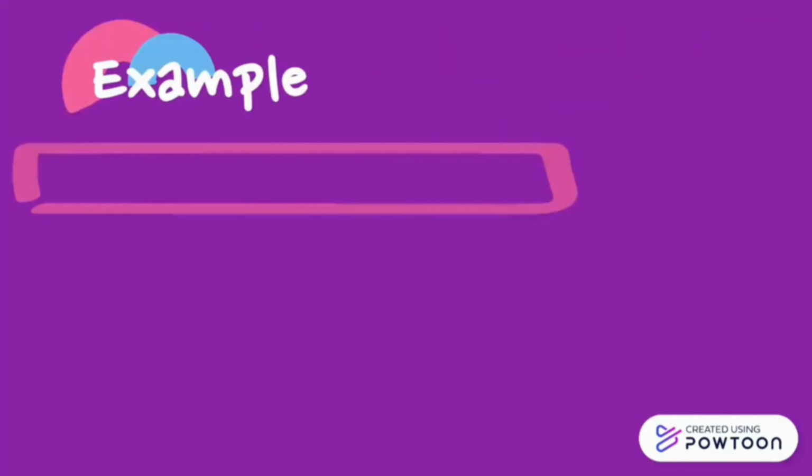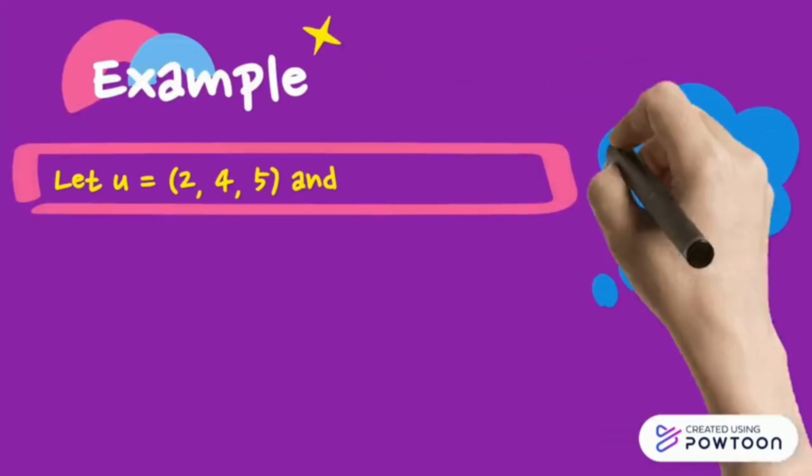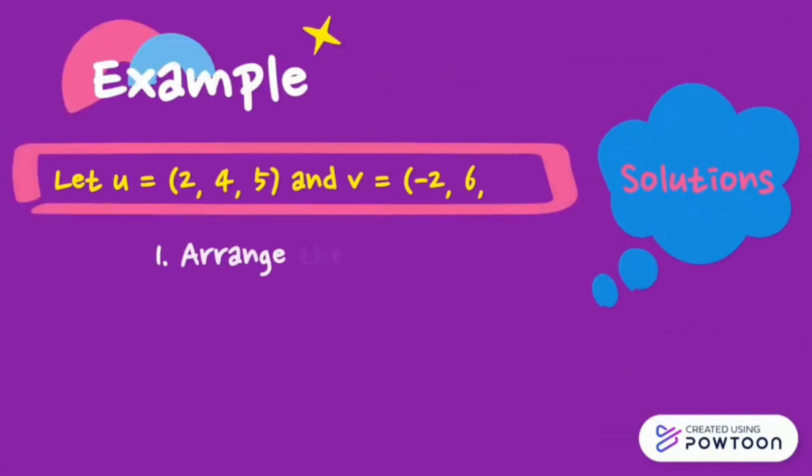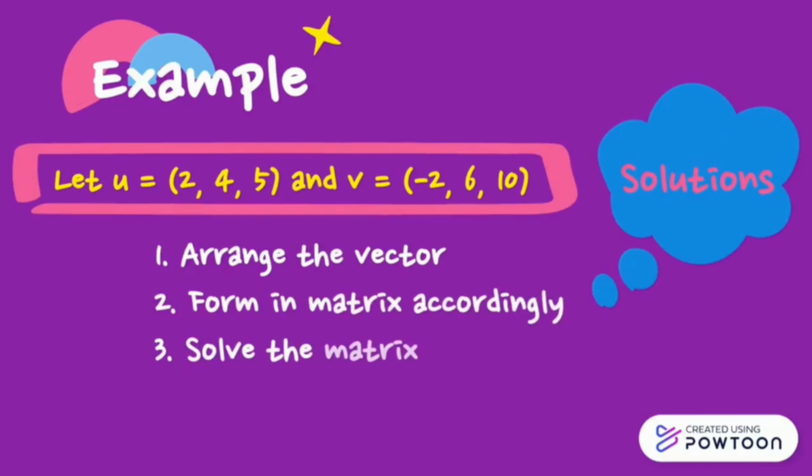The question of example 1 is based on the values of vector u and vector v given. Find the cross product of u cross v. The solution for this question is simple and easy. First, arrange the vectors, then form the vectors in a matrix accordingly. Next, solve the matrix, and finally, we will get the cross product. Now, I will show you how to solve this question step by step.